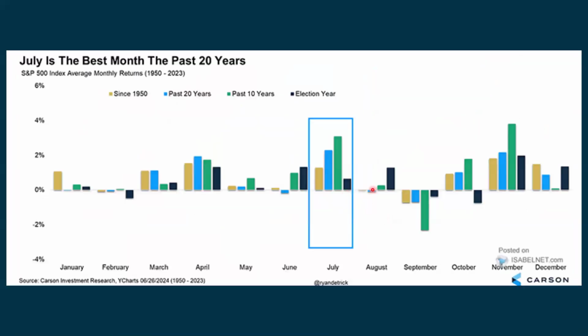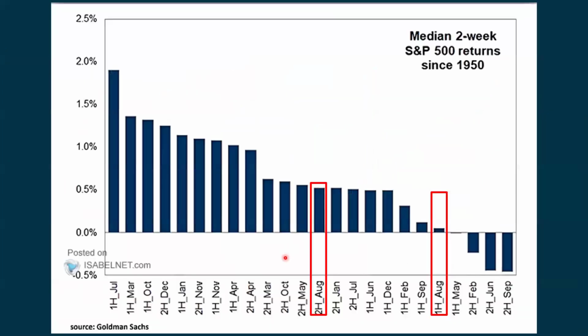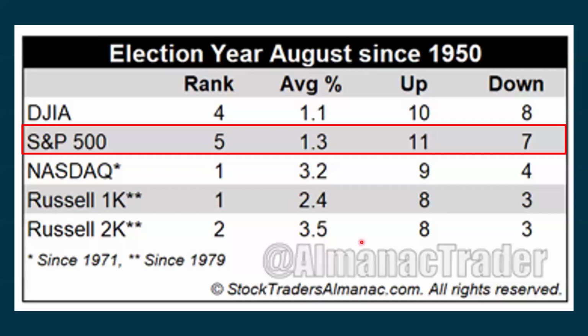And then looking over the past 20 years, this is July. That should not be here. Now we're looking at August, where the first half, little bit of a return. We tend to see a little bit better performance in the second half of August. And then also looking at August during an election year, we're up 11 out of 18 times, down 7 out of 18 times with a return of 1.3%.